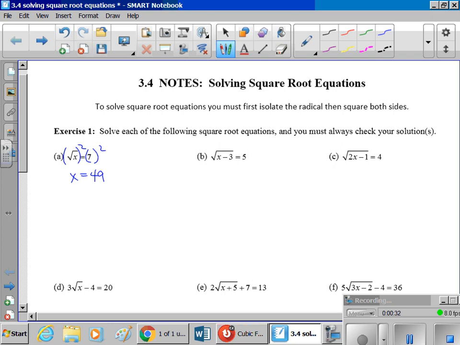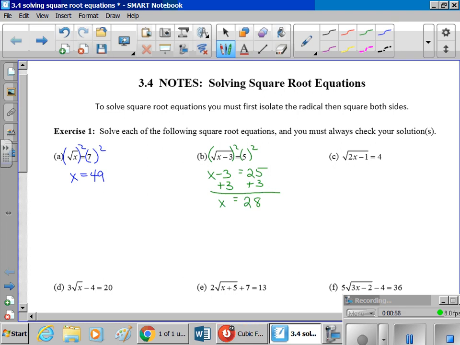B, also the same situation. The radical is isolated. So we have x minus 3, because when you square a square root, they're opposite operations. They cancel each other out. So we have x minus 3 is equal to 25, and then we're going to solve it the same way we'd solve any linear equation, and x is equal to 28.